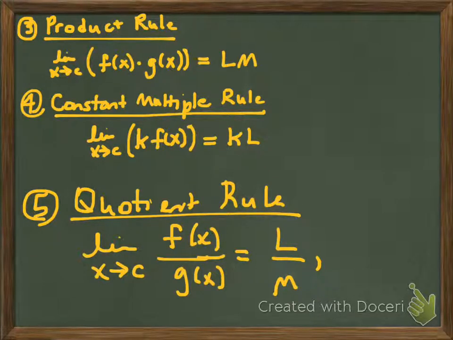All right. So this is the part of the definition to which I was referring. We have to make the condition that the denominator is not 0. So M cannot be 0.